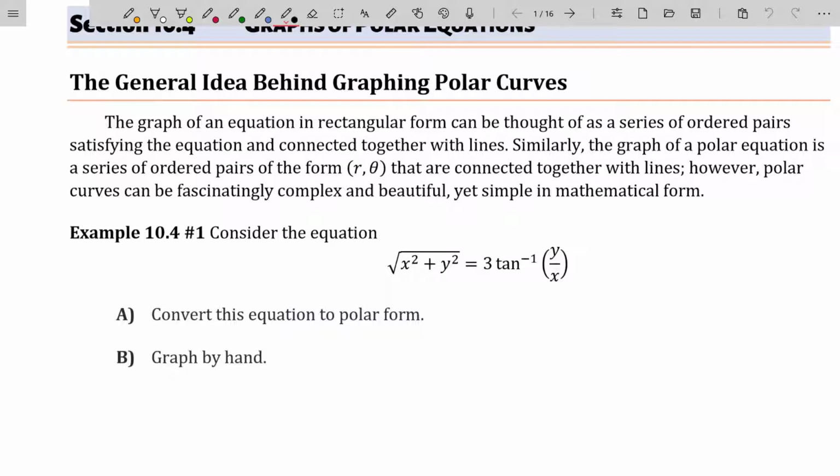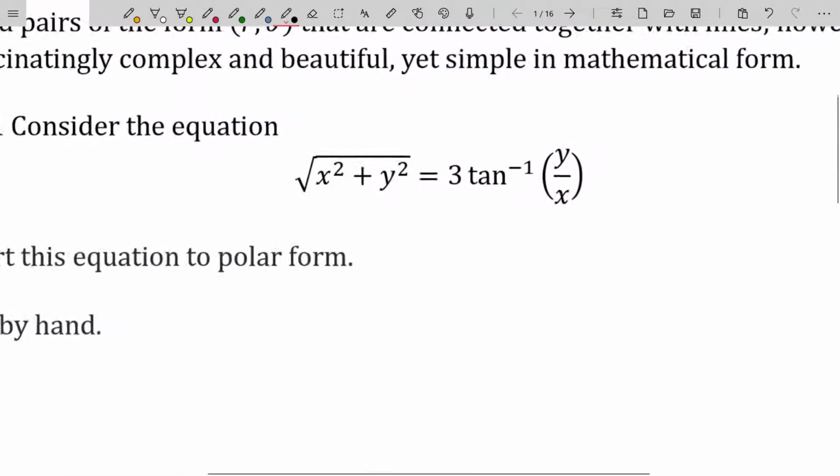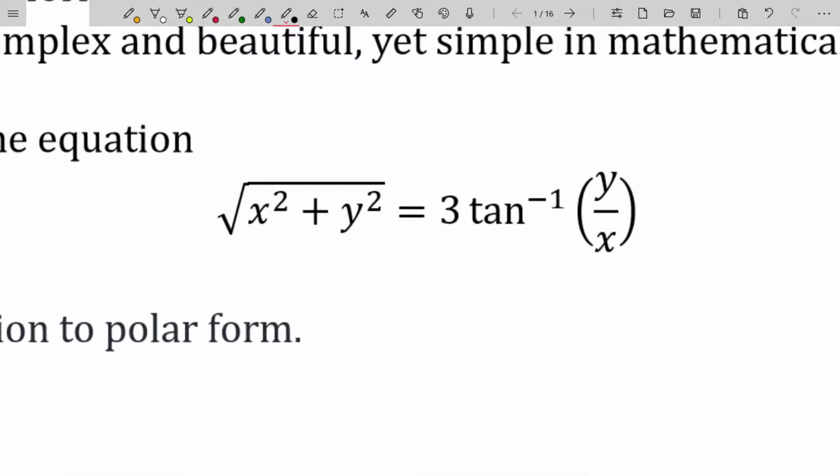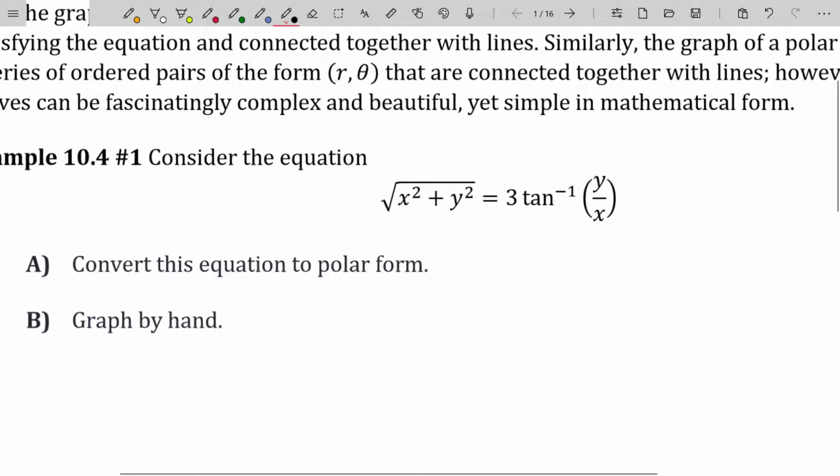If you have any type of curve that has a circular pattern to it, polar representation is often the better representation for that function. So as an example, consider this equation. The square root of x squared plus y squared is equal to 3 times the tangent inverse of y over x. A few things that you need to note about the tangent inverse: it returns an angle. Also, that angle is generally restricted to be between negative pi over 2 and positive pi over 2.